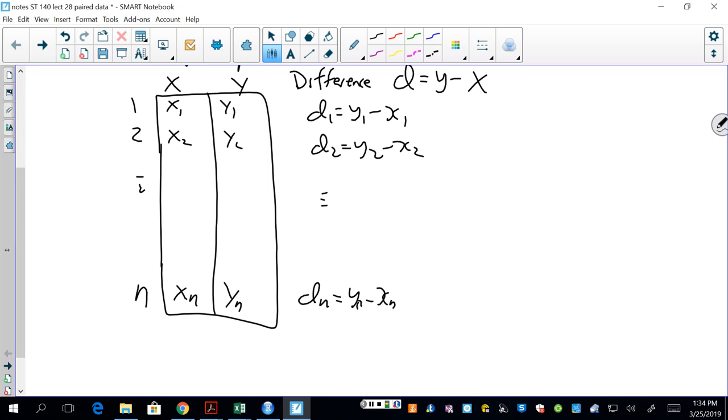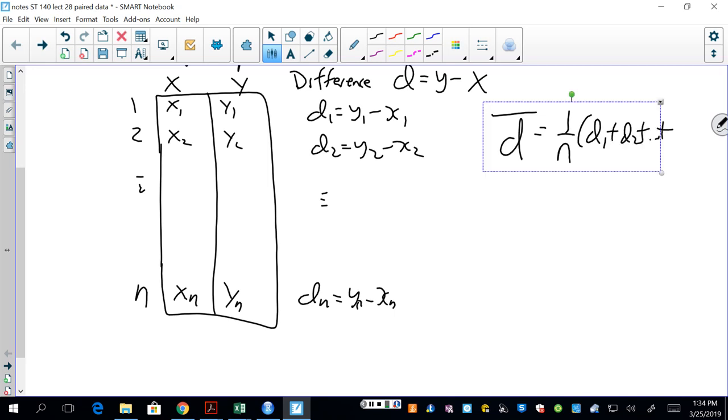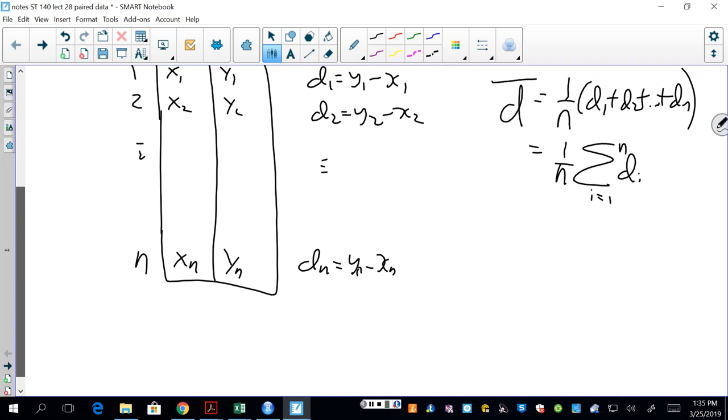We're going to do the average of those differences, we're going to do the standard deviation of those differences. And so in formulas, d bar, average d, is 1 over n times the d1 plus d2 plus up to d sub n, or 1 over n using the summation notation, i going from 1 up to n of the d sub i's. Add up all the d's and divide by the number you have. And the standard deviation of the d's, which we'll primarily get from the computer, the s sub d.